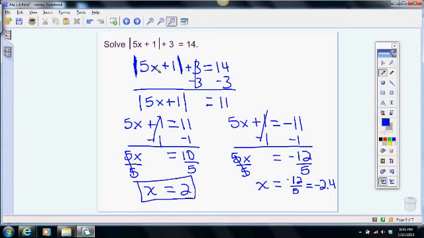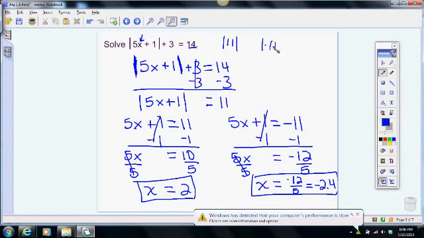x equals 2, which means if you put a 2 in here, we get 5 times 2, which is 10. 10 plus 1 is 11. The absolute value of 11 is 11, plus 3 is 14. Or we get x equals negative 12 fifths, or negative 2.4. Again, you plug that in, and what you would see, because if you go 5 times negative 2.4 plus 1, you'd get a negative 11. The absolute value of a negative 11 is 11, plus 3 still equals 14.